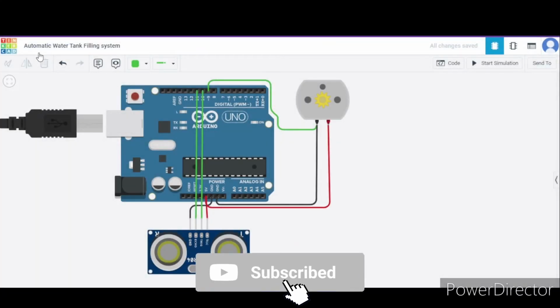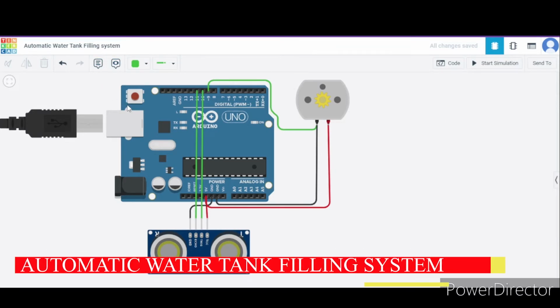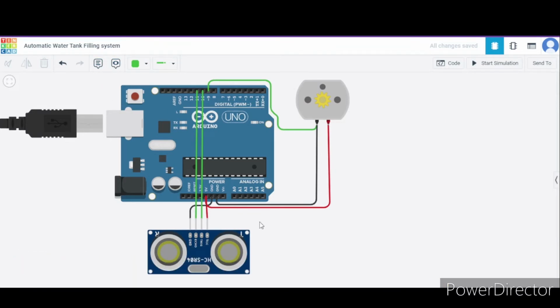Today we'll learn how to make an automatic water tank filling system. So let us begin. For this, we need one Arduino, one DC motor, one ultrasonic distance sensor and a few connecting wires. Now let us see how to connect the DC motor.